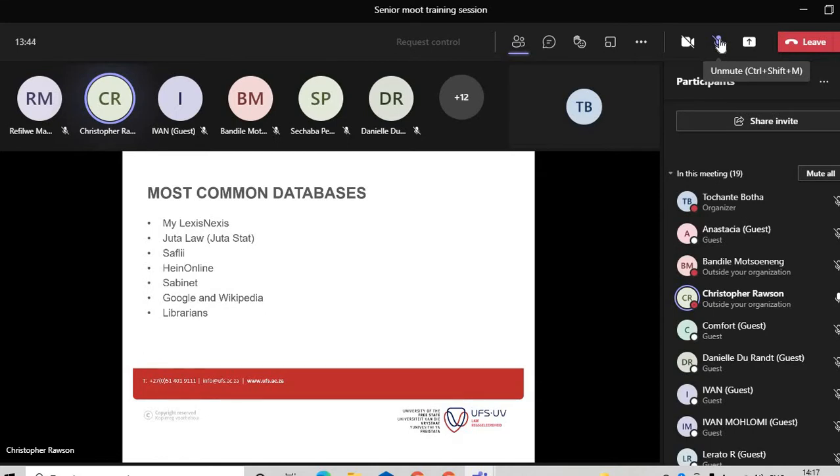The most common databases that we use, at least at the University of the Free State, are My LexisNexis or LexisNexis, JutaLaw, which used to be known as JutaStat. We use SAFLII, HeinOnline, SABINET. I also use a lot of Google and Wikipedia, and I often make use of the librarians here on campus. They are quite useful.